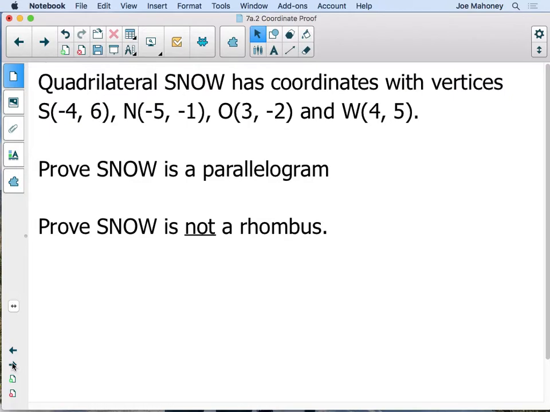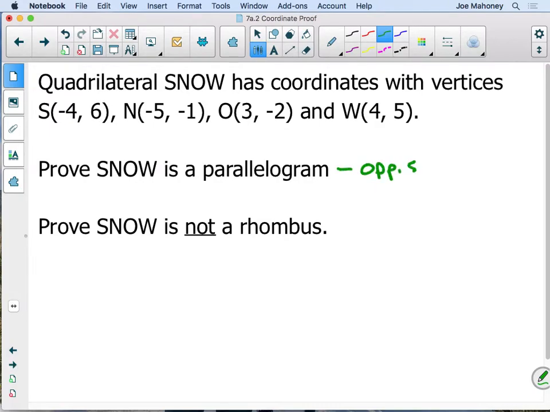Quadrilateral SNOW. Its vertices have coordinates S, N, O, and W. We want to do two things. We want to prove it's a parallelogram and then show it's not a rhombus. We'll come back to the rhombus part in a minute. Let's just think parallelogram first. By definition, a parallelogram has its opposite sides parallel.